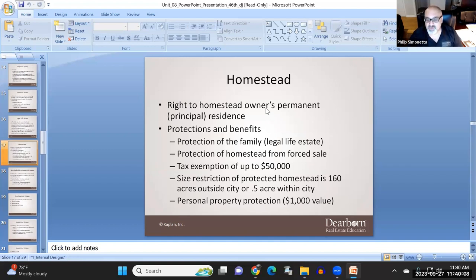Size restriction of protected homestead is 160 acres outside the city or a half acre within the city. That's determined by where the land is zoned and by your tax map. If it's outside the city, it's up to 160 acres. In the city, it can't be on any more than a half acre. And there's personal property protection of $1,000 value.